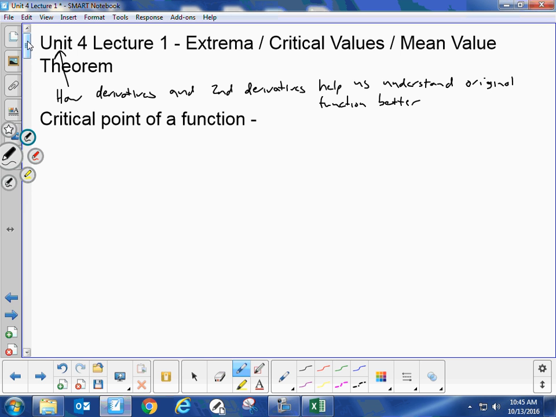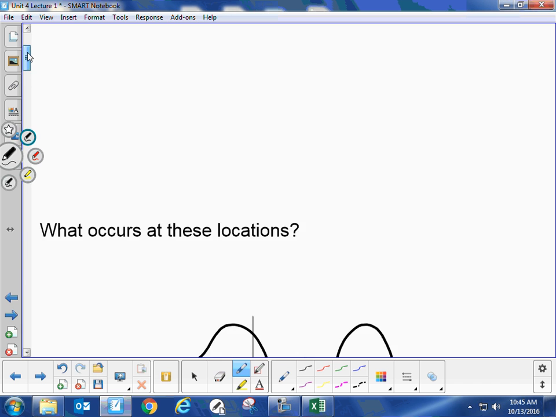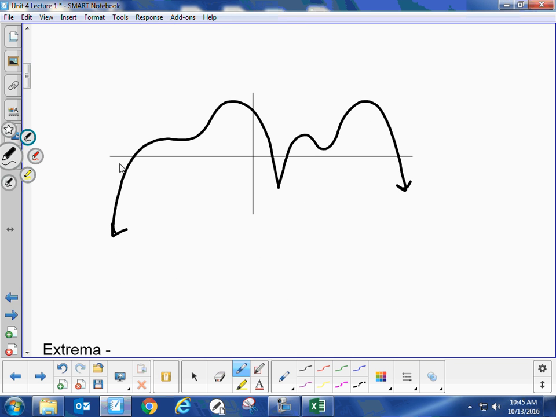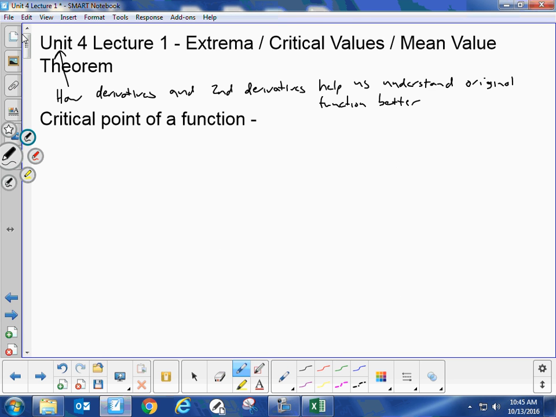What do I mean by helping us understand? Well, if I understand the signs of derivatives and second derivatives, I will be able to, without knowing what the original function looks like, understand how it is going to be shaped this way and then shaped this way, and how there'll be a little bit of a maximum here and then a minimum here. And we will be able to sketch an original function just by knowing what the signs of its derivative and second derivatives are. Okay?